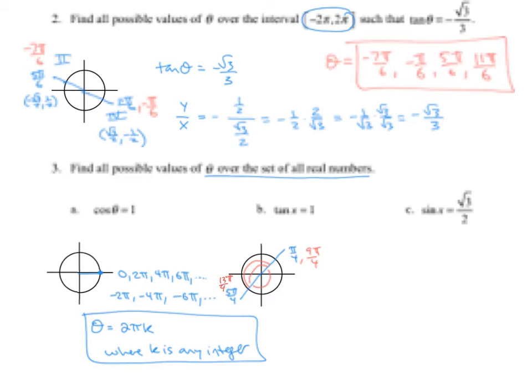So basically, if I consider my first answer to be pi over 4, plus any multiple of pi, because every time I add a half circle or subtract a half circle, I'm going to get another possible answer. So I'm going to say pi over 4 plus pi k, where k is any integer.